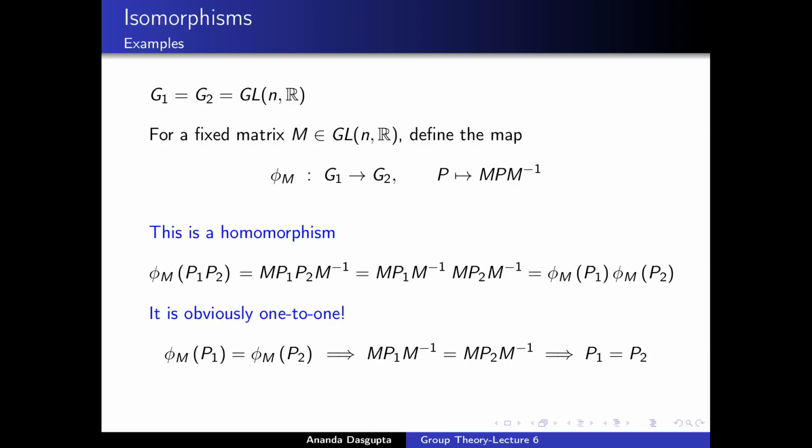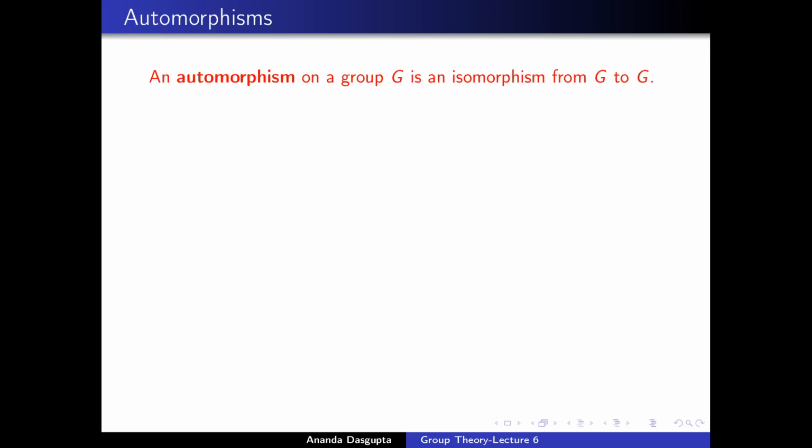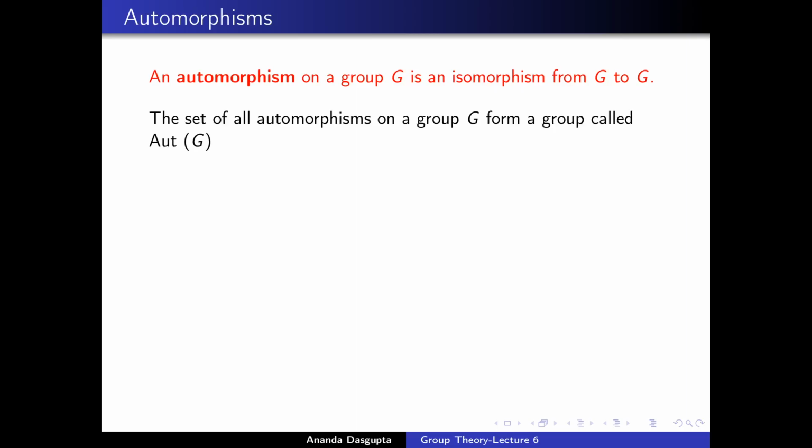This last example was of a special kind of isomorphism, an isomorphism of a group into itself. Such isomorphisms form a class of their own, and they are called, rather obviously, automorphisms. An automorphism on a group G is an isomorphism from G to G. The set of all automorphisms on a group G form a group, and this is called AUT-G. AUT, of course, is short for automorphisms.